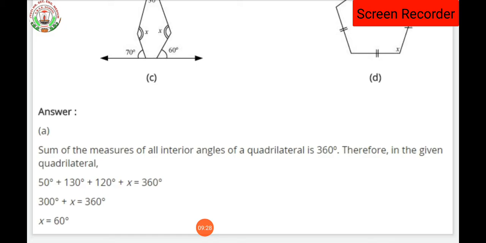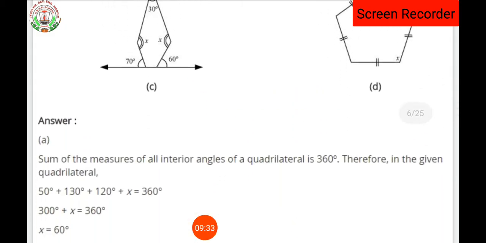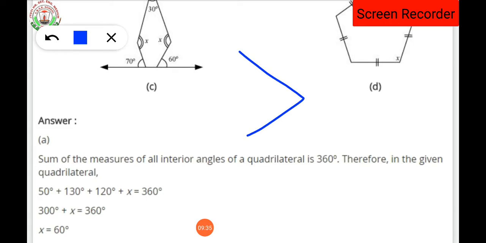Now look at question number 1. We have the figure over here. So this is the figure. This kind of figure we have, isn't it? This is 50. This is 130, 120, and this one is x. Like this the figure is there.